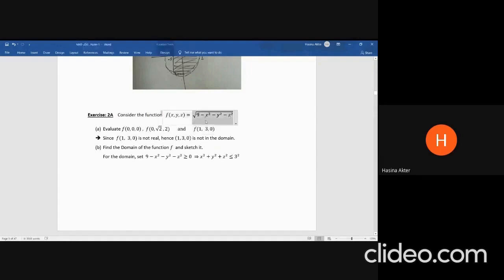Okay. To find the domain, since you have a single function, which is the square root, and this thing is in the numerator, so 0 is allowed. So this expression should be greater than or equal to 0. If you solve this, you get x squared plus y squared plus z squared less than or equal to 9. That means x squared plus y squared plus z squared is less than or equal to 3 squared.